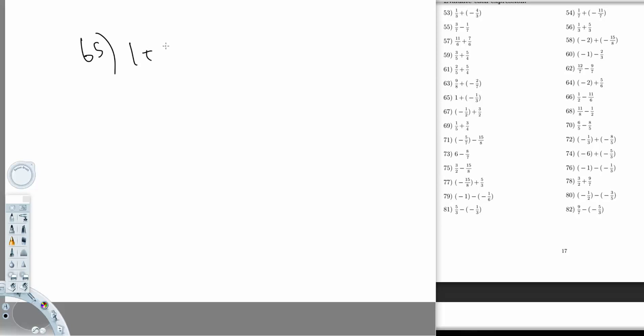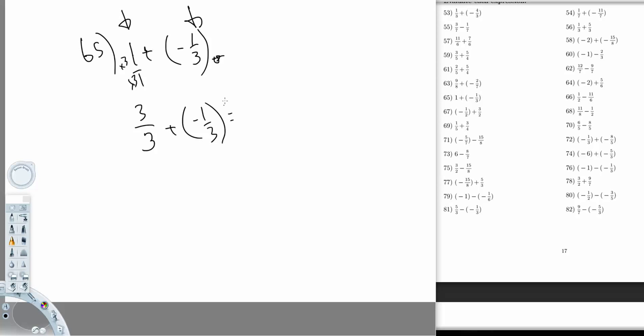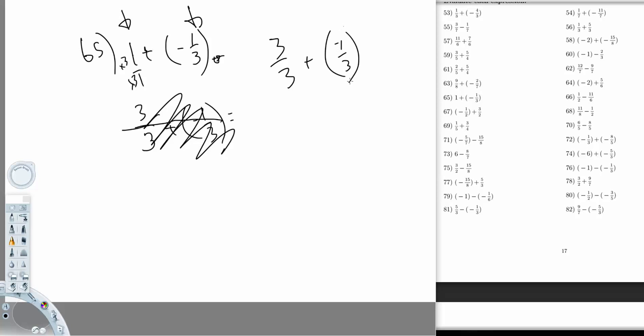65. 1 plus negative 1 over 3. That one is confusing. Once again, we have to turn this into a fraction with the same denominator as this one, which in this case is 3. So 1 over 1 really is the same as 3 over 3. You're multiplying everything here by 3, plus negative 1 over 3. Oh God, I made a mistake. Hold on. 3 over 3 plus negative 1 over 3.